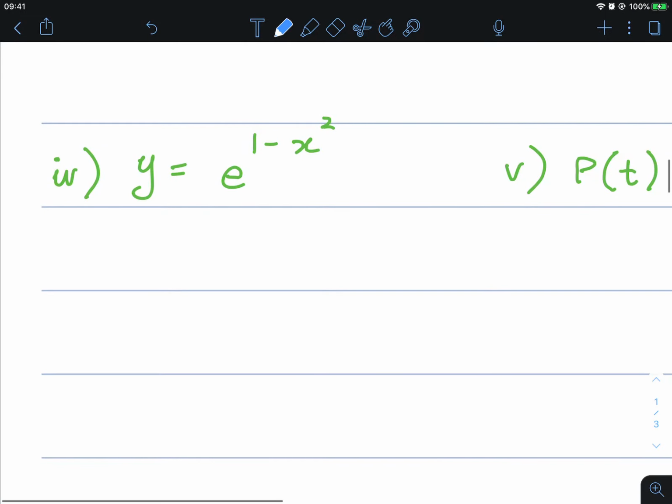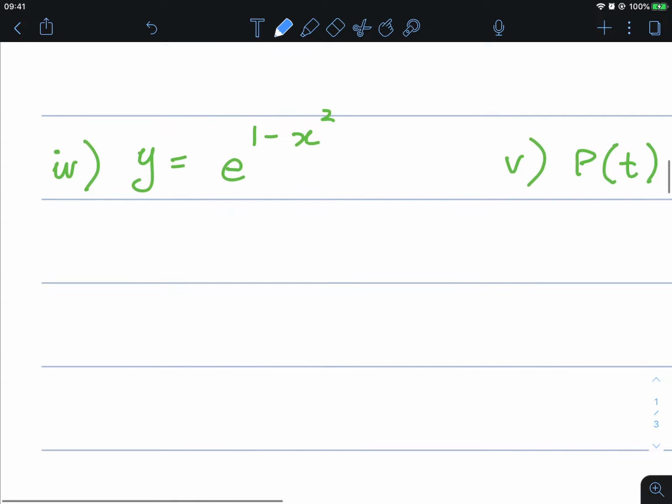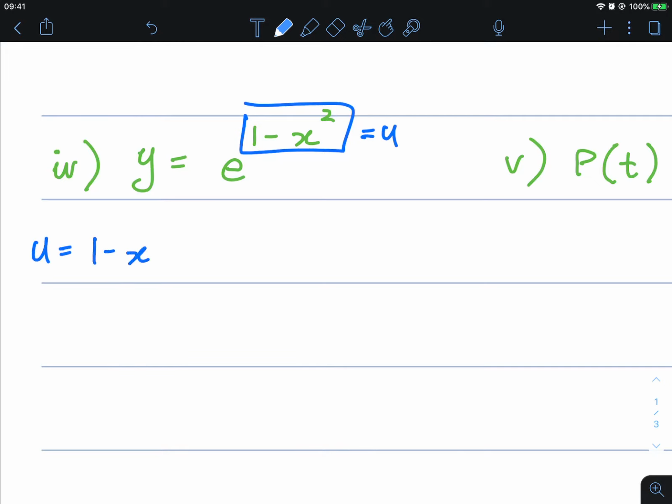Here's where it gets a little bit trickier. I'm going to show you 2 different ways you can do this. Let's go with y is equal to, let's do the long form first actually. We let the power equal u. So u is equal to 1 minus x squared.